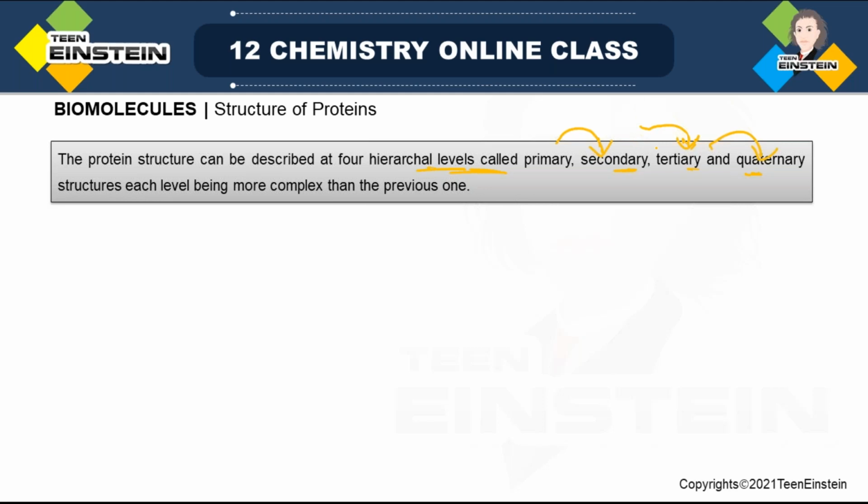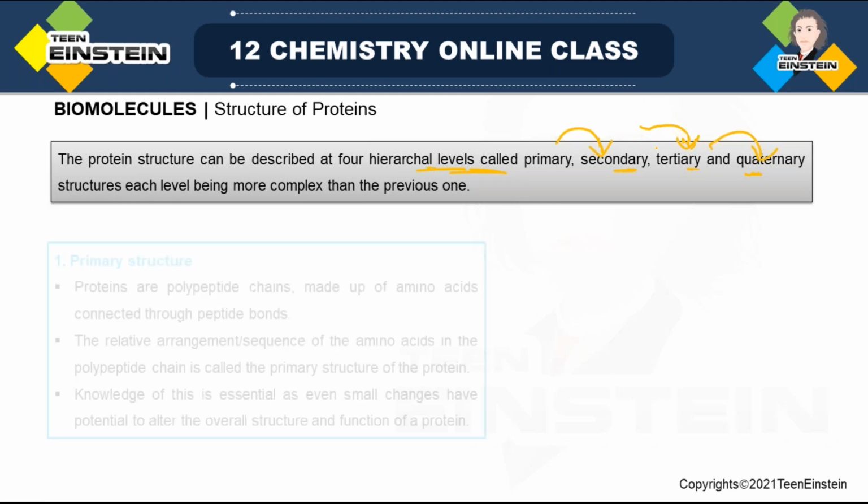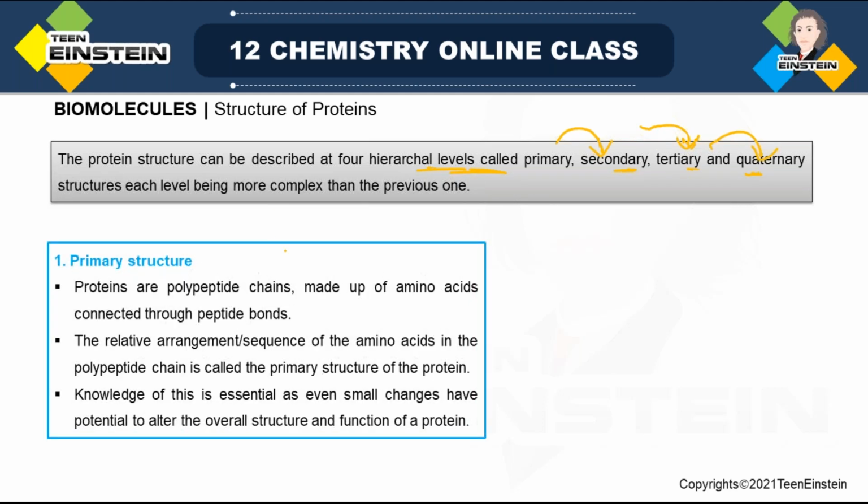Okay. Now primary, which is very simple. We know that proteins are polypeptide chains made up of amino acids that are connected to each other by peptide bond, that is CONH bond. Now this relative arrangement, or you can say sequence of the amino acids. Okay. So sequence of amino acids means which amino acid is coming after which amino acid. There may be some sequence. So this sequence is actually the primary structure of protein.